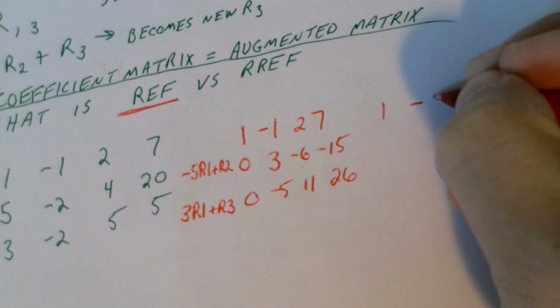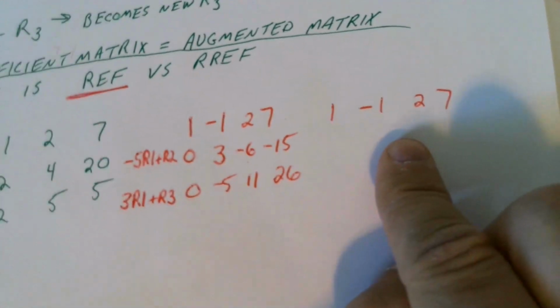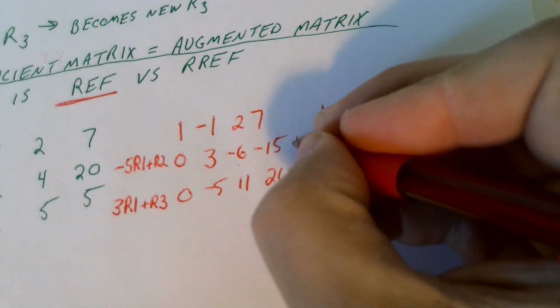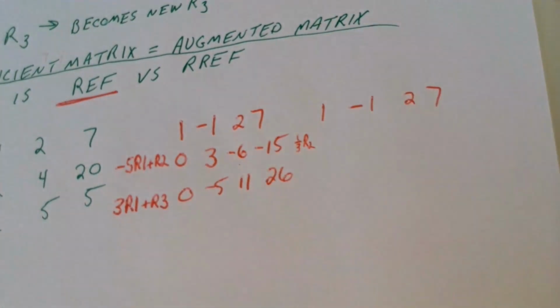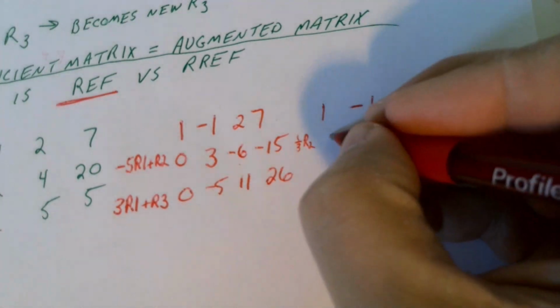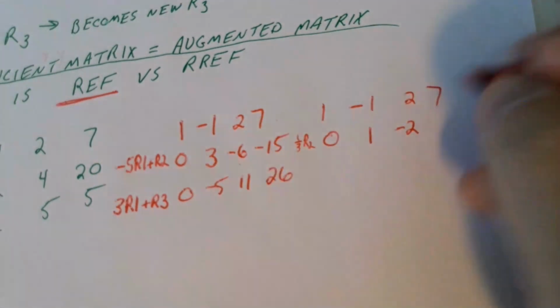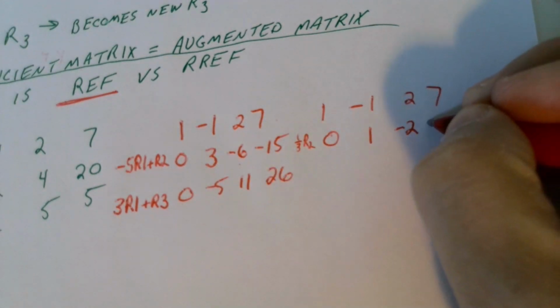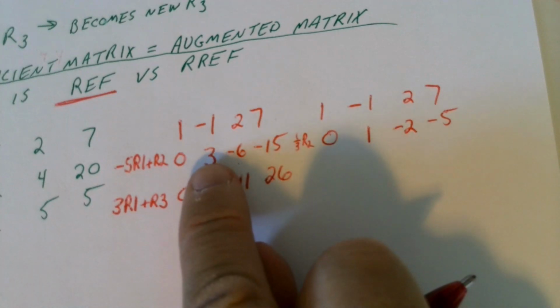So let's go ahead and recopy the top line in. 1, negative 1, 2, and 7. And now I'm going to do 1/3 of row 2. So divide everything in row 2 by 3. Then we get 0, I'm going to get 1, I'm going to get negative 2, and I'm going to get negative 5. Everybody good with that? I divided everything through there because I needed that to be a 1.